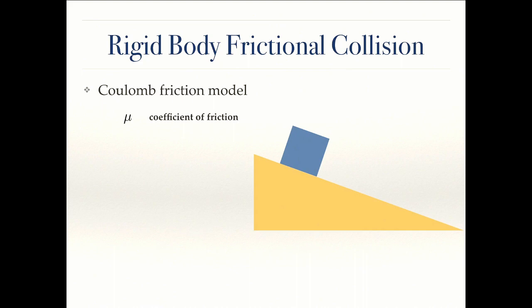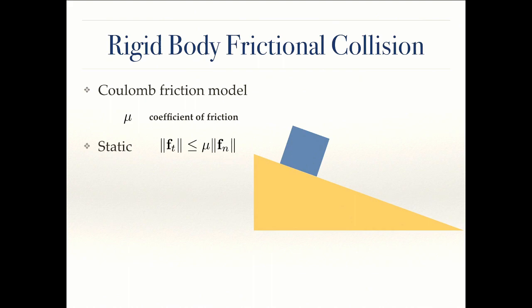Now the harder case of collisions with friction. The most common friction model that is used is called Coulomb friction, a model for dry friction, of the sliding of 2 materials past each other. So there's this empirical coefficient mu, the coefficient of friction, that describes the interaction of 2 materials, it describes the strength of the frictional force between them.